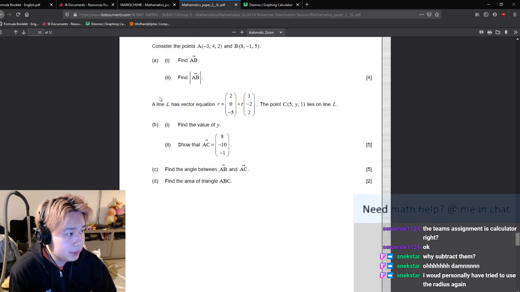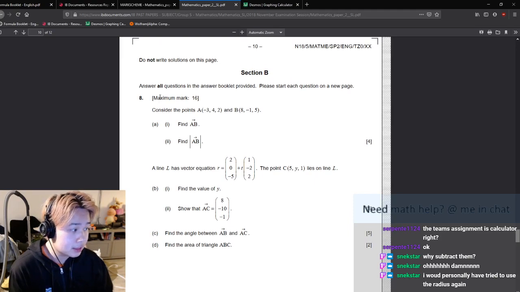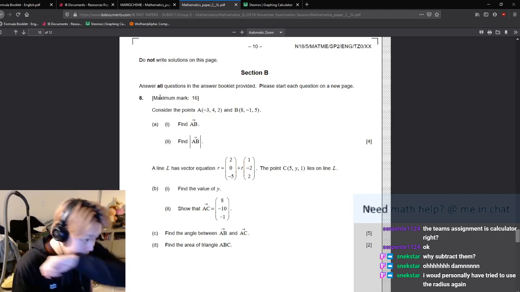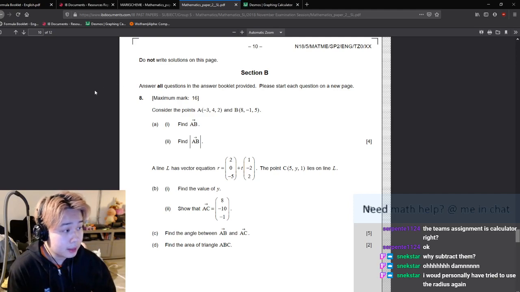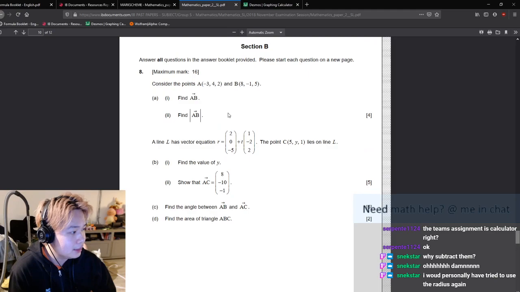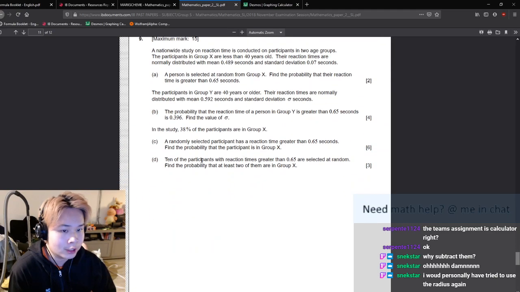Okay, so section B, the first question is a vector question. Again, the new analysis and approaches curriculum. Excuse me. This is removed from the SL curriculum. So I don't feel necessarily like I need to do this for SL watchers. So I'm gonna skip it and save myself 16 minutes of work.